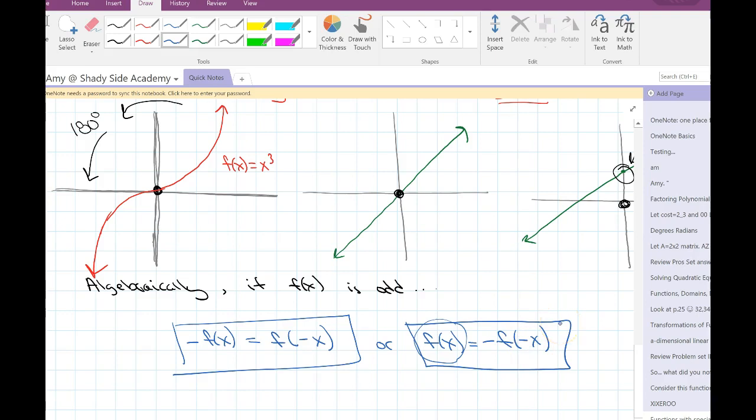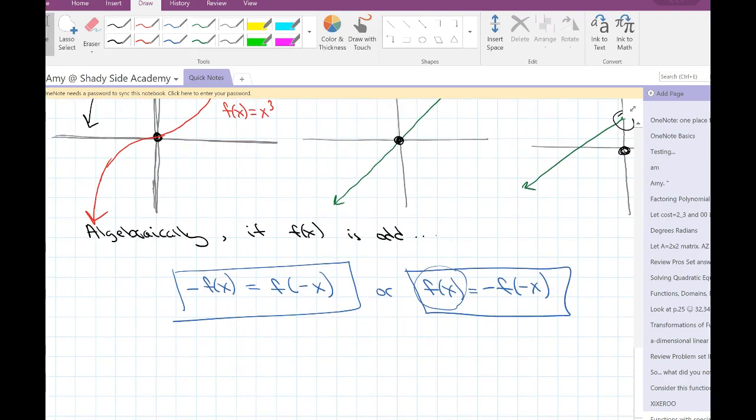Okay, so let's work with f of x equals x cubed. Let's do the similar example from above. So if f of x equals x cubed, let's show that one of these is true.